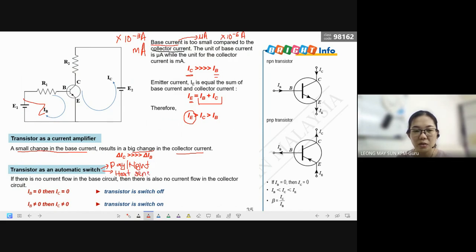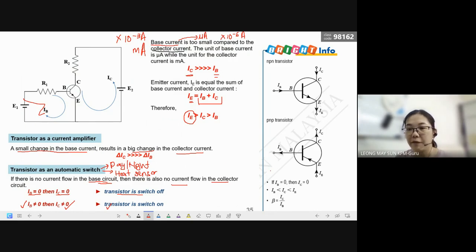They actually use a transistor. If there's no current flowing in the base circuit, then there's no current flowing into the collector circuit. So the base current is zero, collector current is also zero, then the transistor is switched off. As long as the base does not have enough current, or zero, the transistor will automatically switch off. But if the base current is sufficient, then the collector current will have a value, and the transistor is known as switched on.